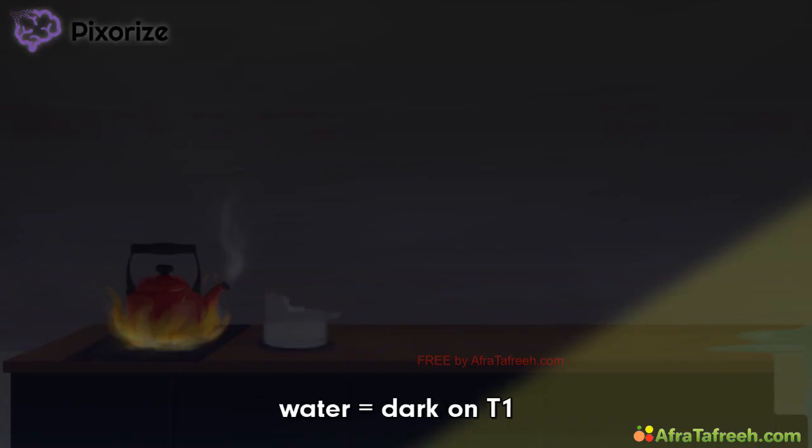Now take a look next to the kettle. A nice refreshing pitcher of water. I guess you have to fill the kettle up with something, right? This should help you remember that water is dark on T1.